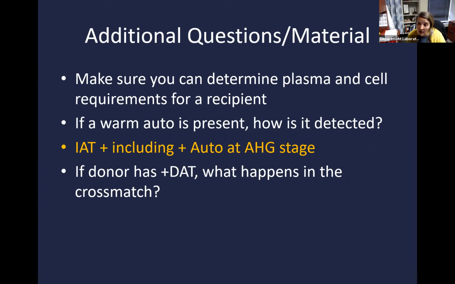So when we do our cross-matching in the AHG phase of testing, that monospecific IgG AHG reagent is going to bind to the IgG antibody that is coating the donor cells. That will cause an incompatible cross-match at AHG. So if you are performing cross-matches on your recipient and a cross-match pops up positive unexpectedly at the AHG phase, we always want to suspect that the donor could potentially have a positive DAT.